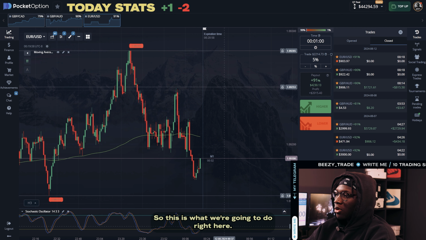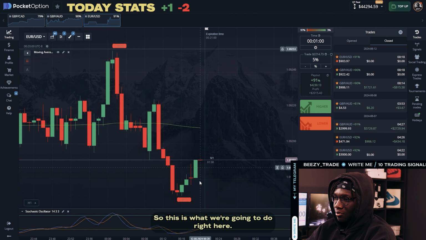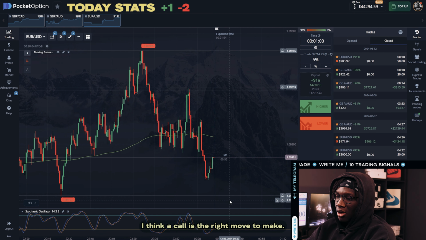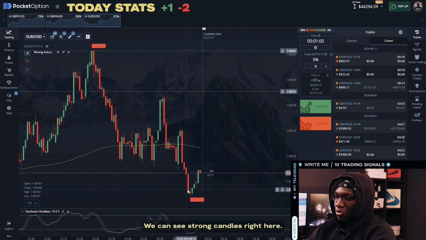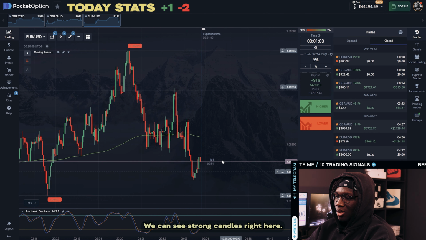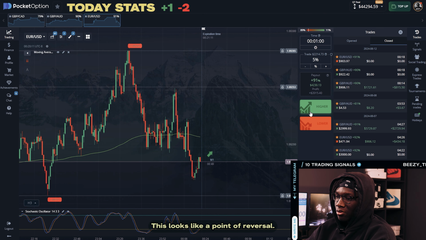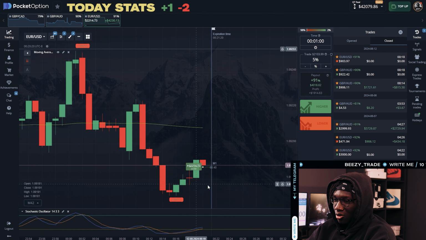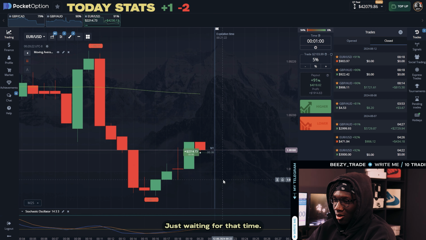All right, so this is what we're gonna do right here. I think a call is the right move to make. We can see strong candles right here. This looks like a point of reversal. So I'm just gonna try to snipe my way into a nice little call anywhere here. Just waiting for that time.